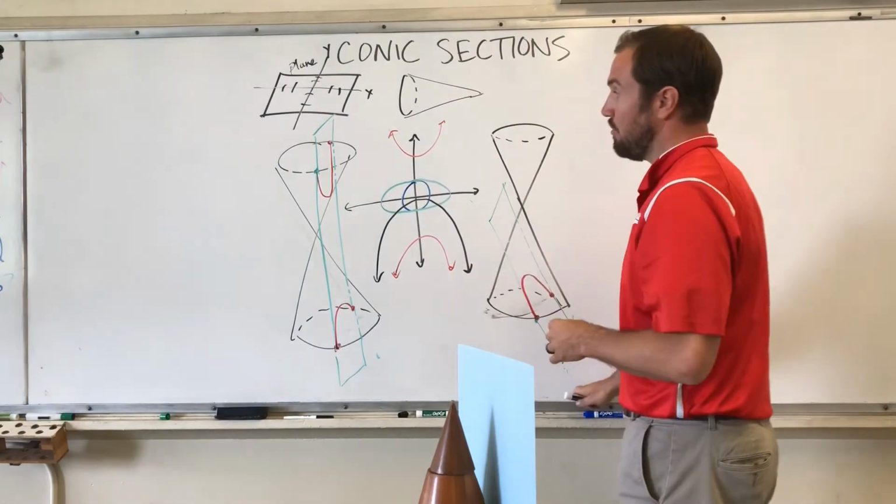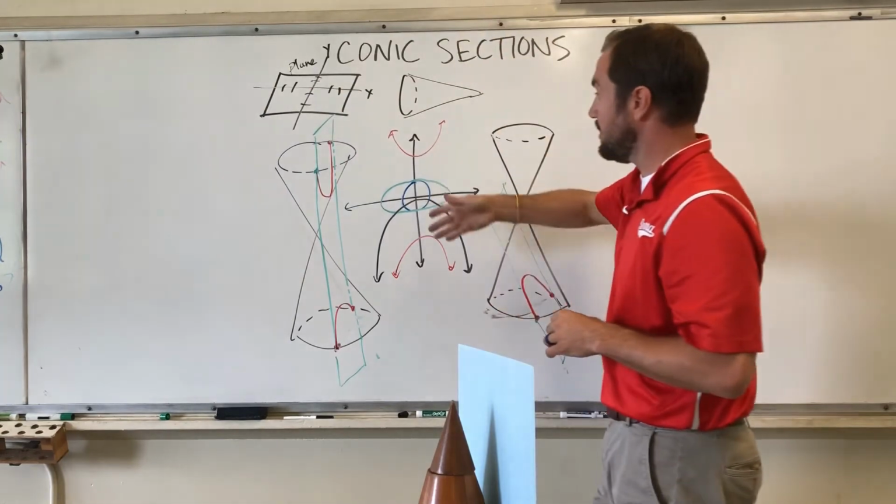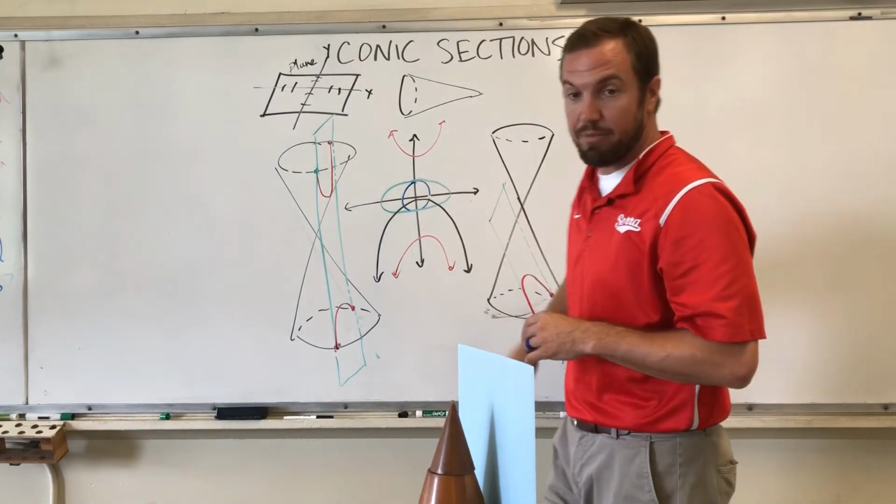And these are the 4 basic conic sections you could look at by taking a plane, cutting it through a cone, and coming up with some section.